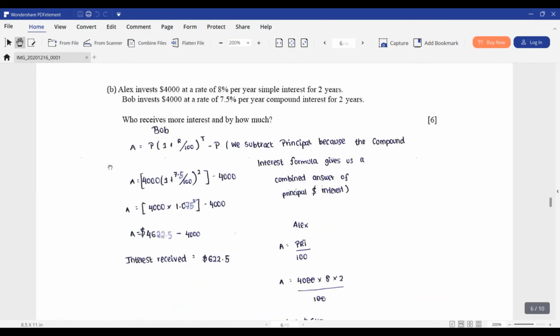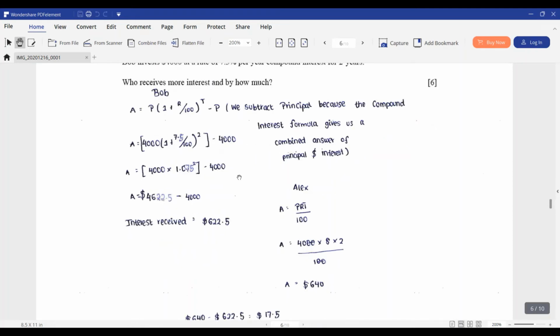Part B. Alex invests $4,000 at a rate of 8% per year simple interest for 2 years. Bob invests $4,000 at a rate of 7.5% per year compound interest for 2 years. Who receives more interest and by how much? So basically, we're going to start with Bob. I just prefer to start with the compound interest one. Or we could start with Alex.